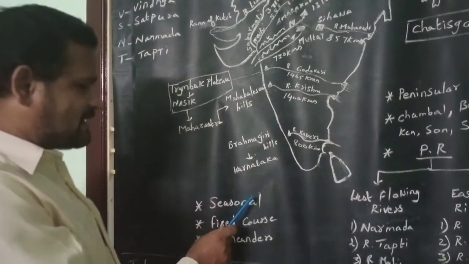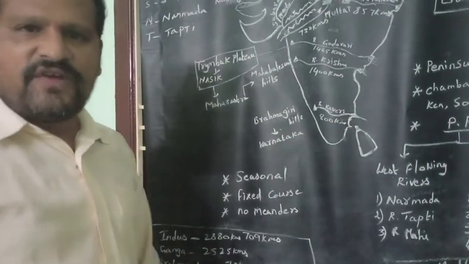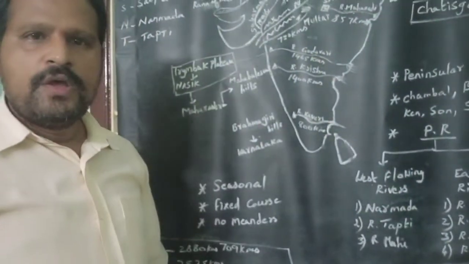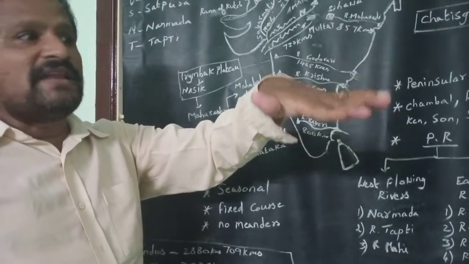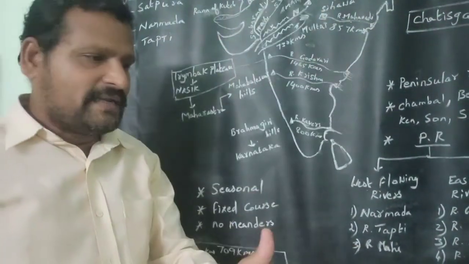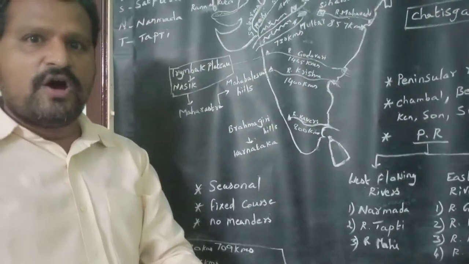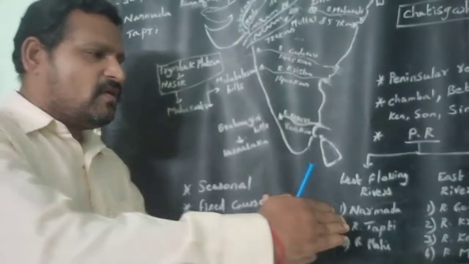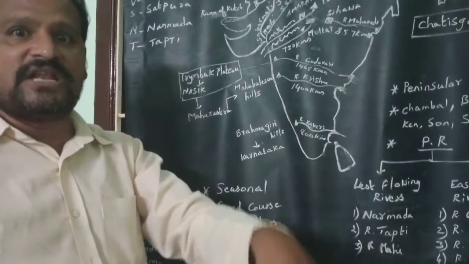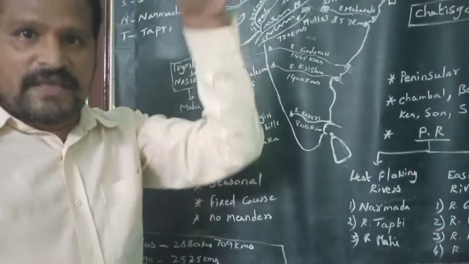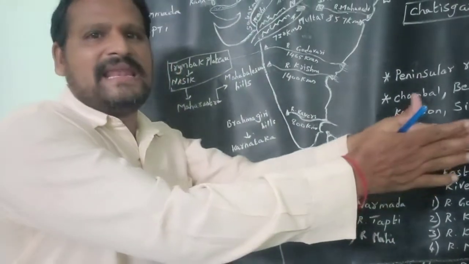These rivers are characterized by a fixed course. Fixed course means peninsular rivers flow in a fixed way. Due to heavy rainfall, though the water in the peninsular river rises, it does not flow in a new channel like a snake.